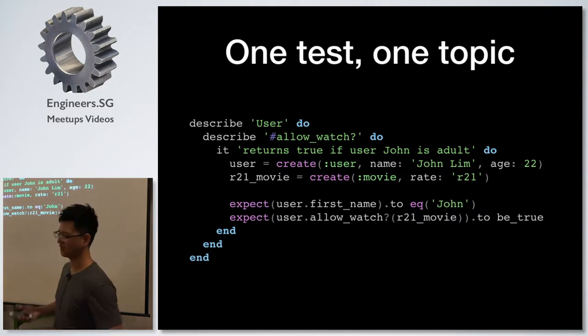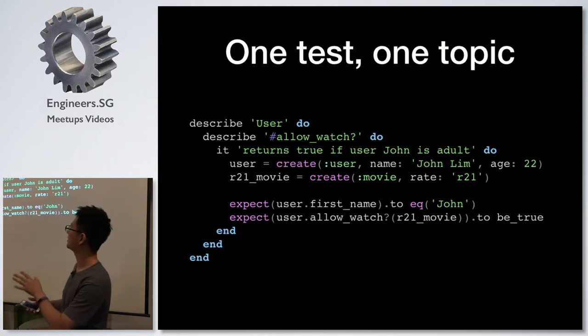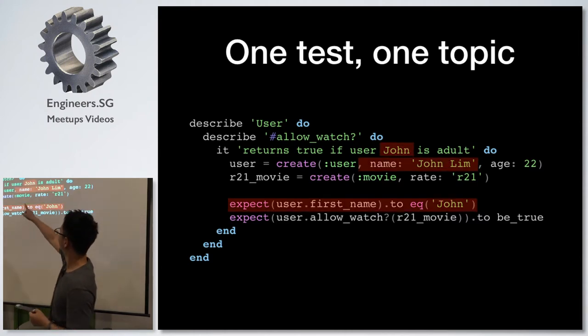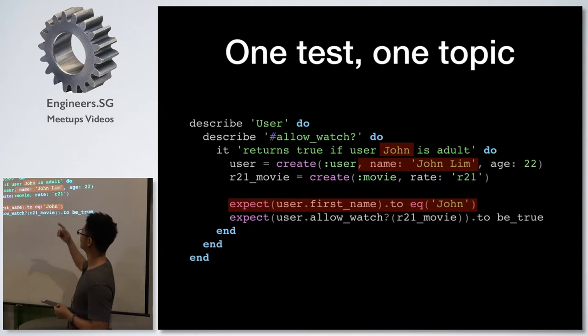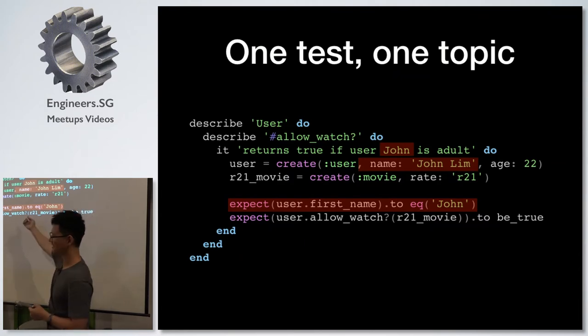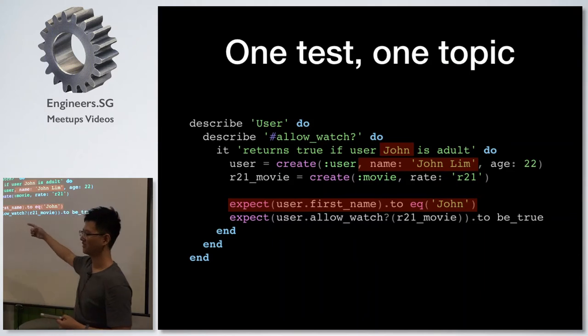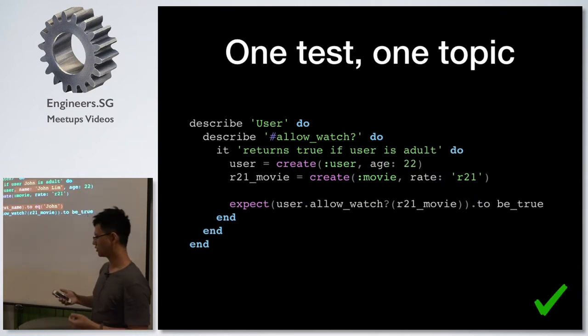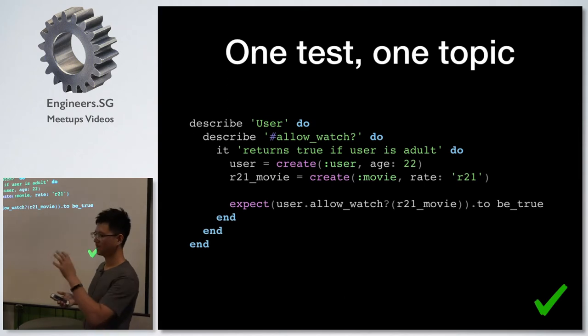The first one is: one test, one topic, which means you should only test one thing per example. In this case, we are testing that he should only be allowed to watch a 21 movie if he is an adult. But in this test case, we are conveniently also testing the behavior of the name, which doesn't belong to the concern of this test case. So what we should do is remove this and make it a test case, an example by itself.